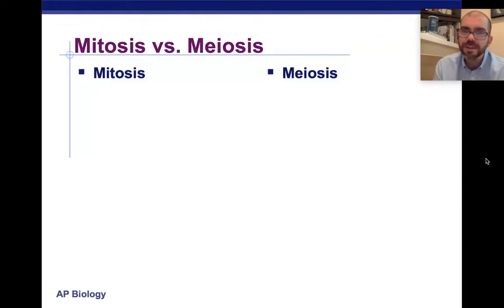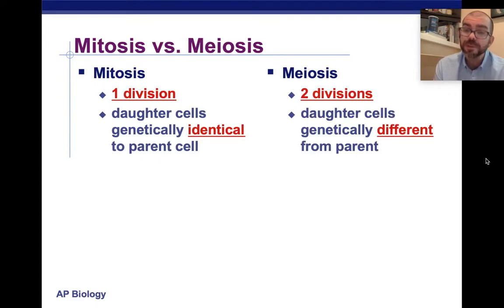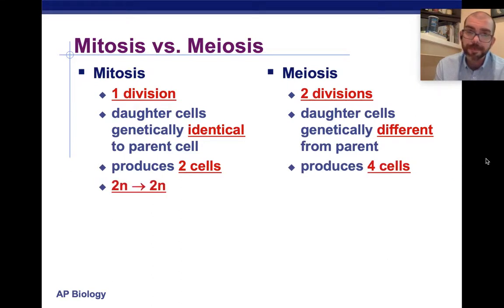So let's do a quick comparison of mitosis and meiosis. With mitosis, I had 1 division. With meiosis, I had 2. Mitosis, I had identical offspring. Meiosis, every cell made is unique from the parent cell because of crossing over and independent assortment. Mitosis made 2 cells. Meiosis made 4.